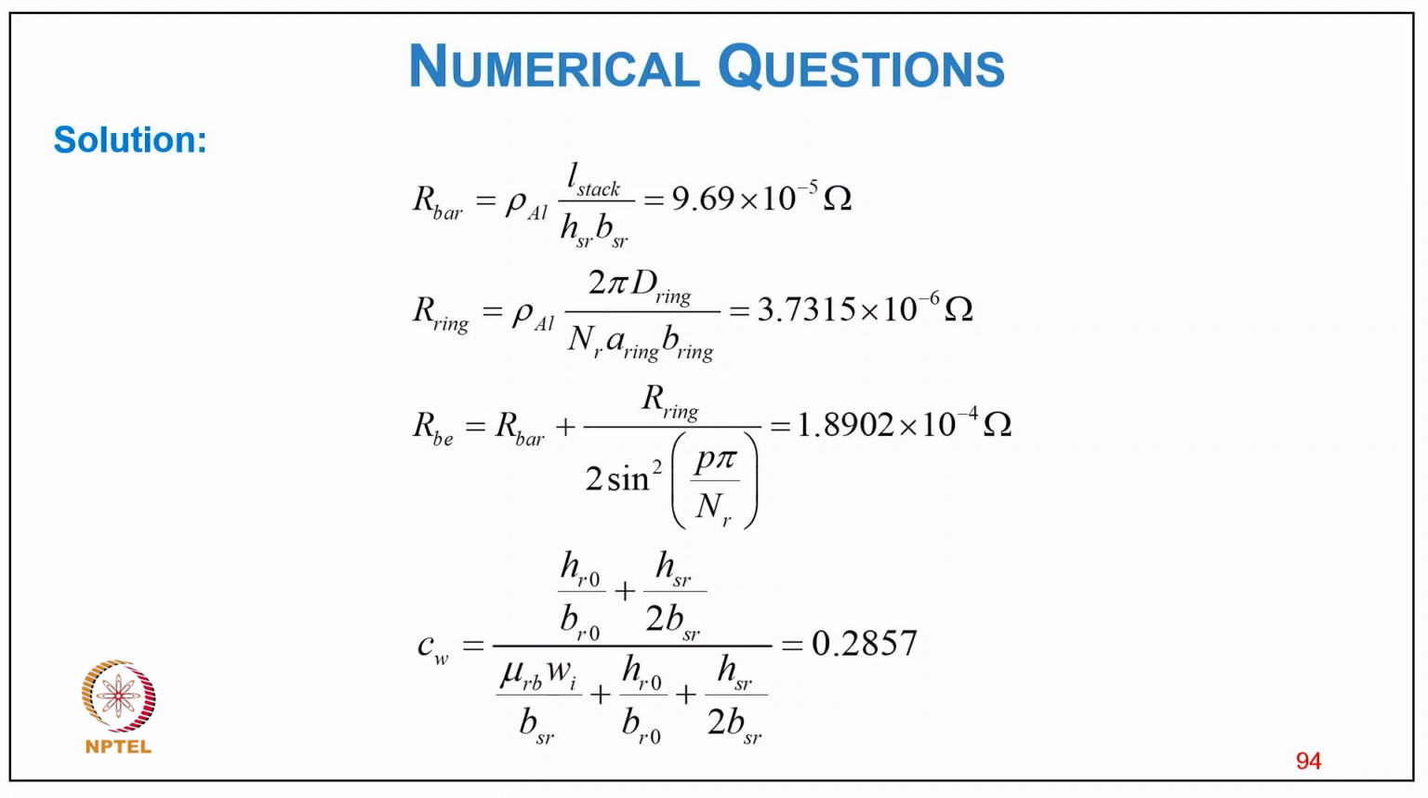and R ring equal to rho 2 pi D ring upon NR alpha ring B ring, that comes to 3.7315 10 to the minus 6 ohm, and R equal to R bar plus R ring divided by 2 sin square p pi upon NR, and it comes to 1.8902 10 to the minus 4 ohm, and CW equal to HRO divided by BRO plus HSR upon 2 BSR divided by BRO upon BSR plus HRO BRO plus HRO BRO, that comes to 0.2857.